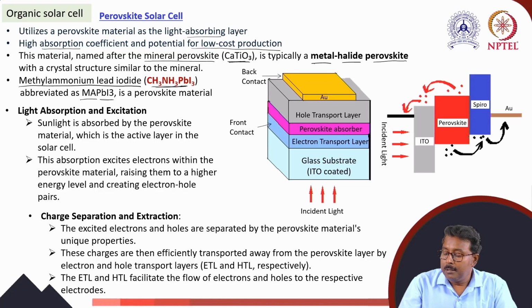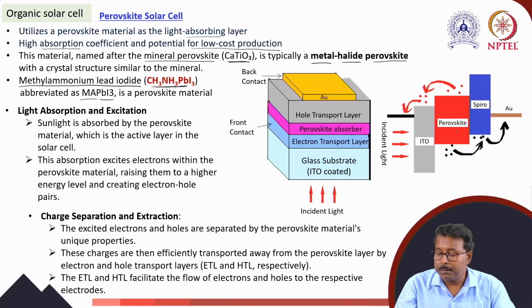And if you see the band position, that is very important for a perovskite solar cell, particularly the electron transport layer and hole transport layer. This is perovskite in the middle. This is another polymer, acting as a hole transport layer, and ITO is acting as an electron transport layer. Sometimes zinc oxide or aluminum-doped zinc oxide is also used. Light is incident from this side. This is transparent, so light can pass through this layer.